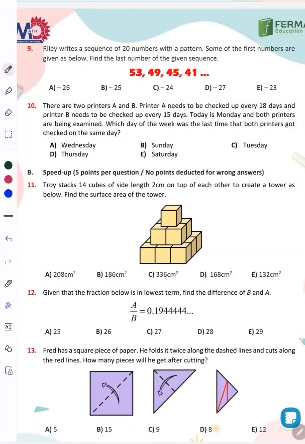Question number 9. Riley writes a sequence of 20 numbers with a pattern. Some of the first numbers are given as below. Find the last number of the given sequence.